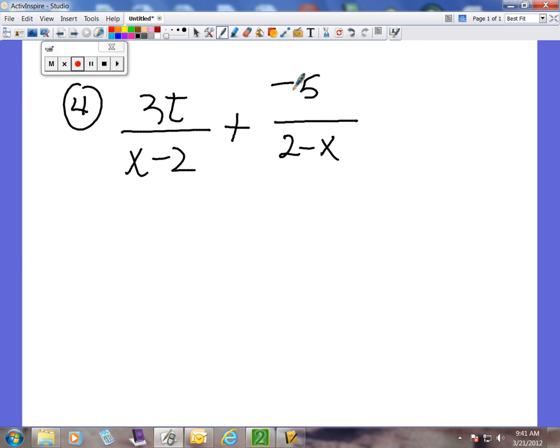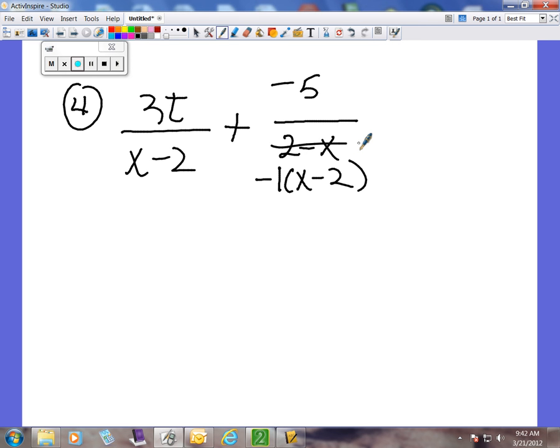Now, this can be worked 2 ways, and I saw the correct answer in 2 different forms. Some people took a -1 out of this one to make it look like the second one. Some people took the -1 out of the second fraction to make it look like this one. That's what I would do, because isn't x minus 2 more of the normal look? Are you following me? So, let's do that over here. I can take a -1 out.